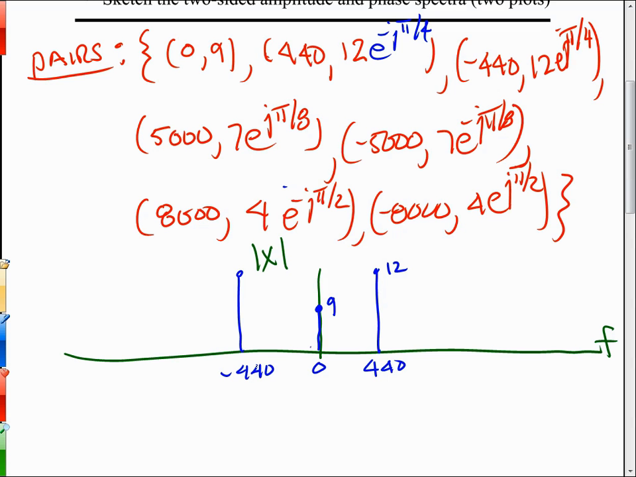We've got 2 more pairs to go, right? So where's the next pair at? Plus and minus 5,000, right? My scale's not going to be totally accurate here, but we've got something at 7 at 5,000. And that's at a height of 7. Then we have a 4 at 8,000.